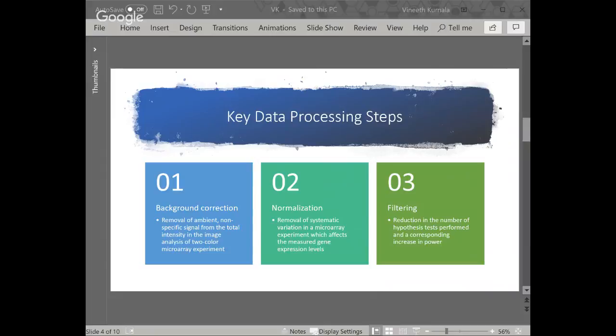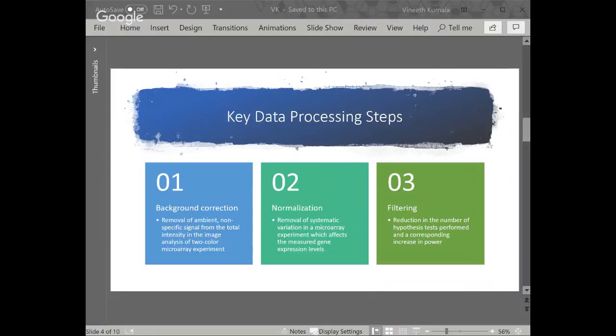So the next one is the filtering, which is nothing but reduction in the number of hypothesis tests performed and a corresponding increase in power. Due to the large number of hypothesis tests performed during the process of routine analysis of this microarray data, a multiple testing adjustment is certainly warranted.